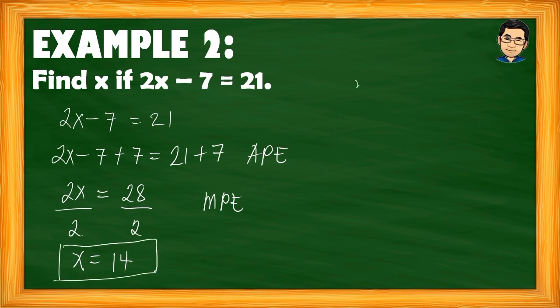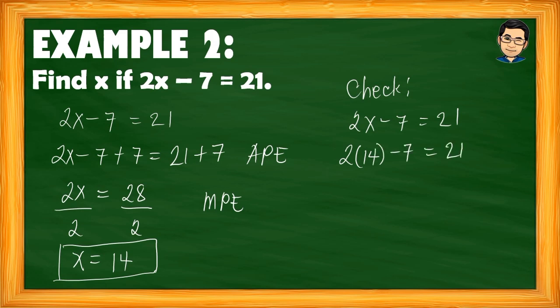Now, let's check. So, 2x minus 7 equals 21. And then the value of x is 14. So, 2 times 14 minus 7 equals 21. So, the product of 2 and 14 is 28, minus 7 equals 21. So, 28 minus 7 is 21 equals 21. So, since 21 is equal to 21, therefore, x is equal to 14 is correct.